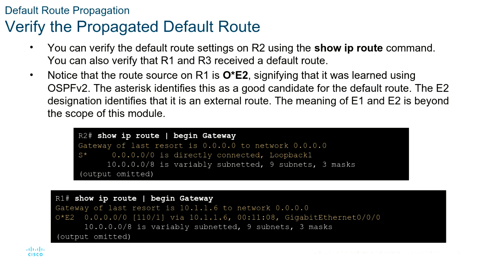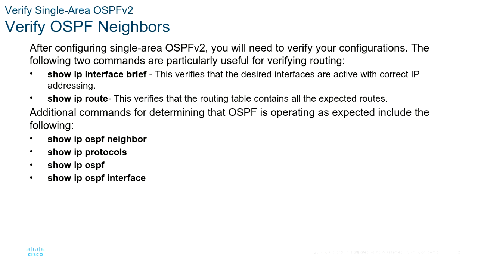Okay, some verification commands. Here are my two favorite commands. Show IP interface brief, for short. Make sure all the interfaces are up and up. You put the IP address in, you didn't fat finger it. As an alternative, use show protocols, which is easier to type, and as a bonus shows you the subnet mask information. IP interface brief doesn't show that.